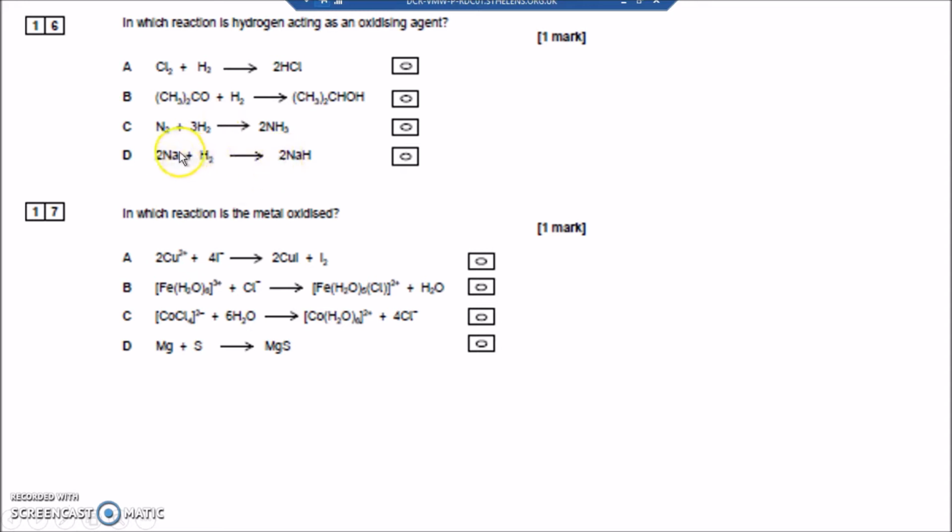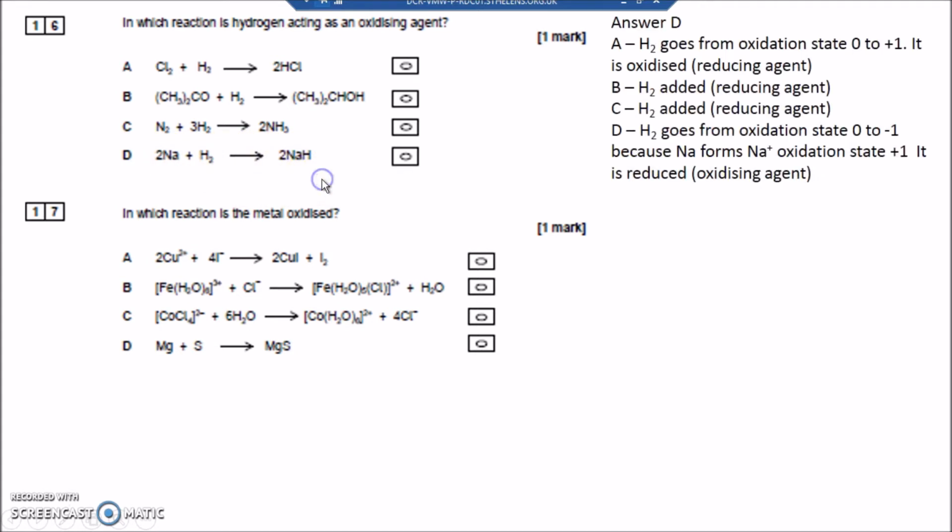The only thing here is sodium is in group 1, and sodium always forms +1, and then that forms the hydrogen into a H minus. So if the Na is +1, the hydrogen is a H minus, a hydride ion. That's sodium hydride. So that's just something to remember. Metals in group 1 like sodium and lithium, potassium, always form +1. So that's gone from 0 to +1. It's been oxidized, and the hydrogen has acted as an oxidizing agent. Answer D.